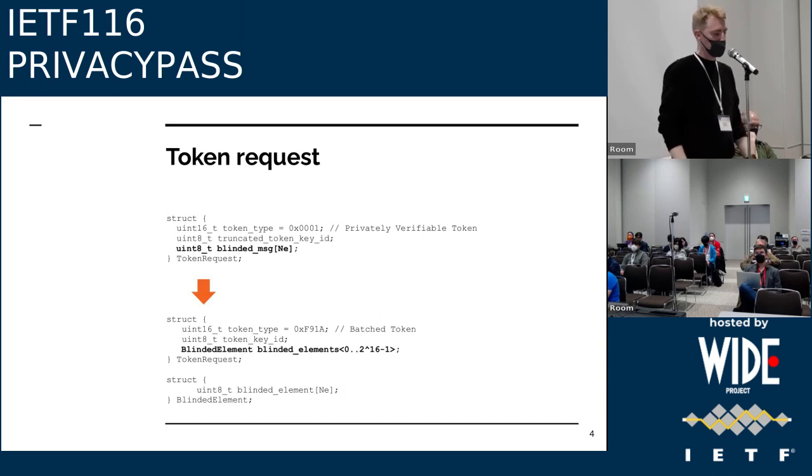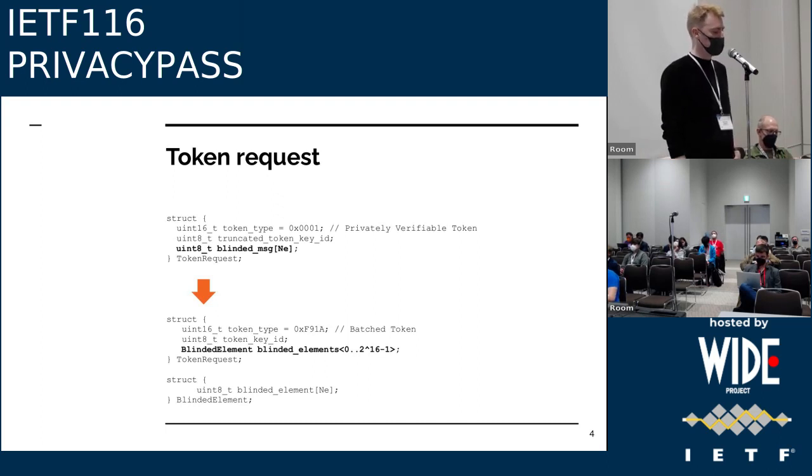Next slide, please. So in practical terms, the upper struct is the token request from the privately verifiable tokens. The lower one is the one from the batch token. So you see the difference is pretty small. In the upper one, we have one blinded message. In the lower one, we essentially have an array of blinded elements. It's fundamentally the same thing.